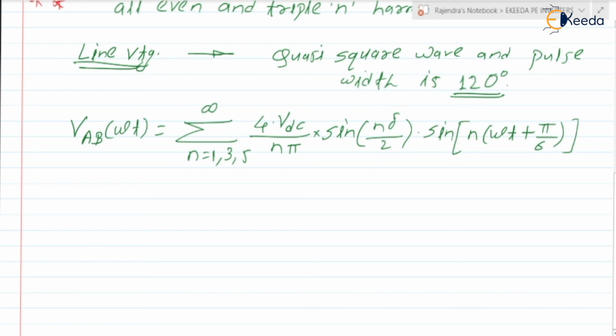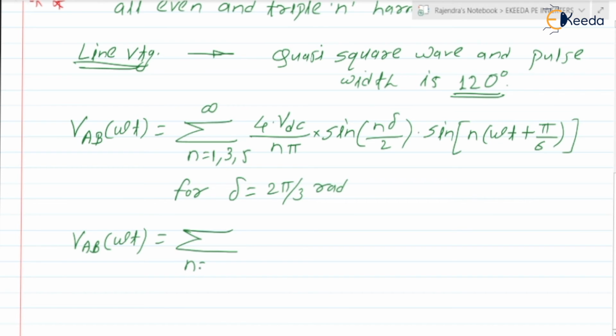And for n is equal to 3, this term will be absent. So for delta is equal to 120 degree, or 2 pi by 3 radian, we can write VAB of omega t is equal to, now I am going to remove this third harmonic directly, because if delta is 120 degree, definitely the third harmonic will be absent. So n is equal to 1, 5, 7, 9, etc. up to infinity. Only the third harmonic is absent.